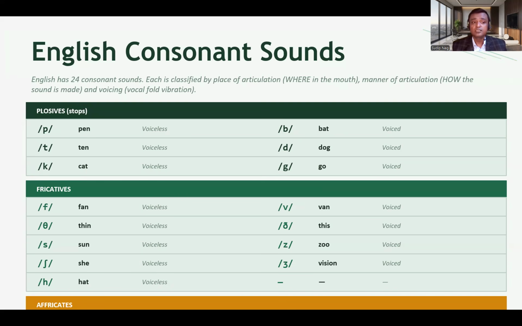So let's look at the voiceless plosives: "pen," "ten," "cat." And in terms of the voiced sounds, like I said, just the voice: "bat," "dog," "go." Now fricatives. It's like friction.